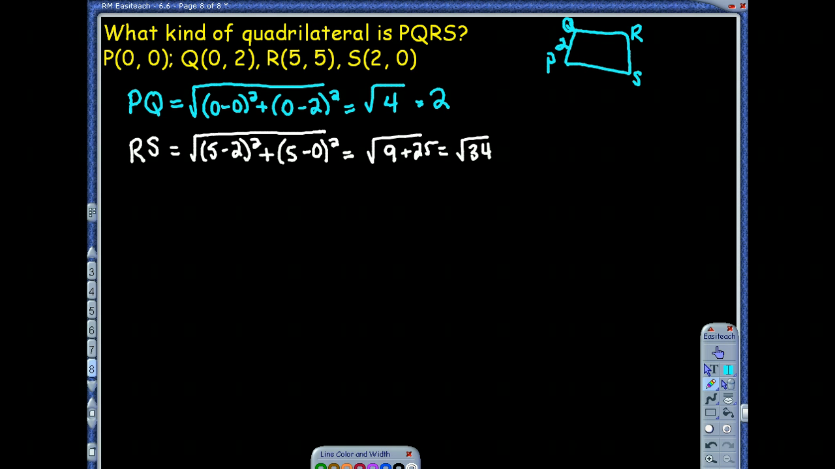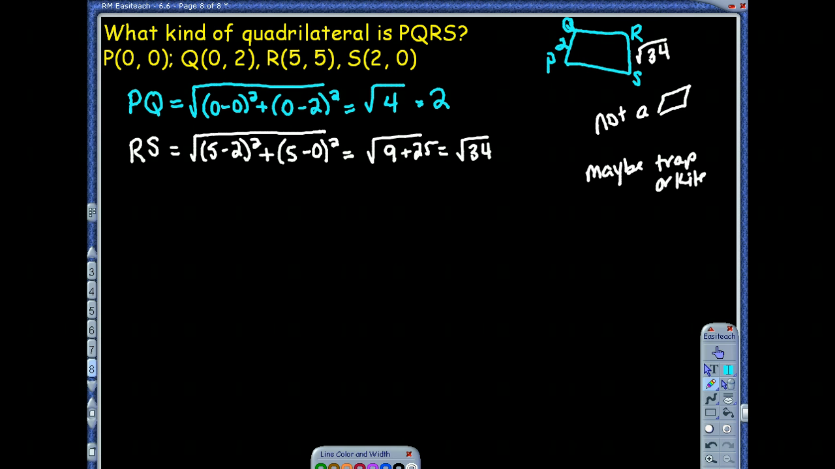Okay, so right away, I've already eliminated some things. You know it's not a parallelogram, which means it can't be a rectangle, rhombus, or square. Right. So that means it could be a trapezoid. It could be a kite.